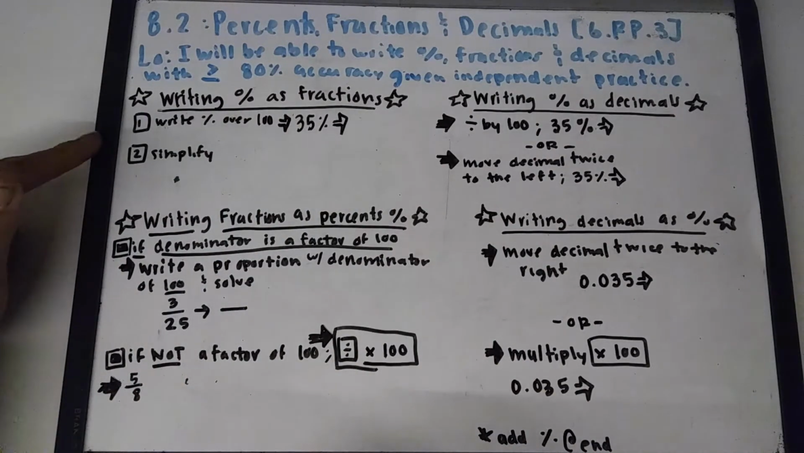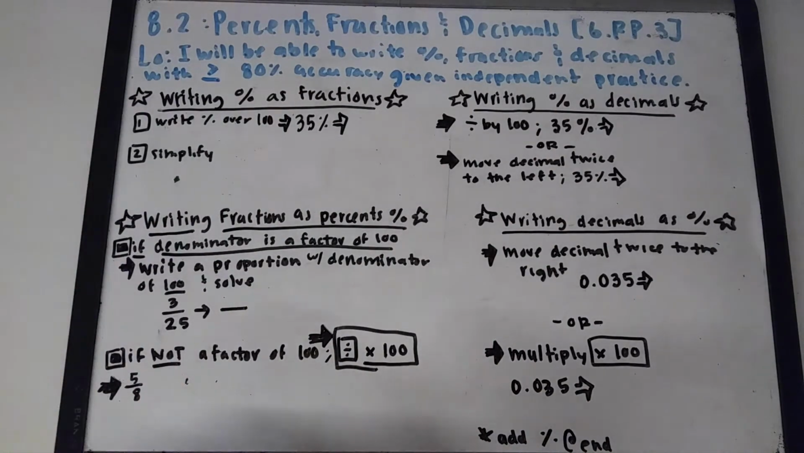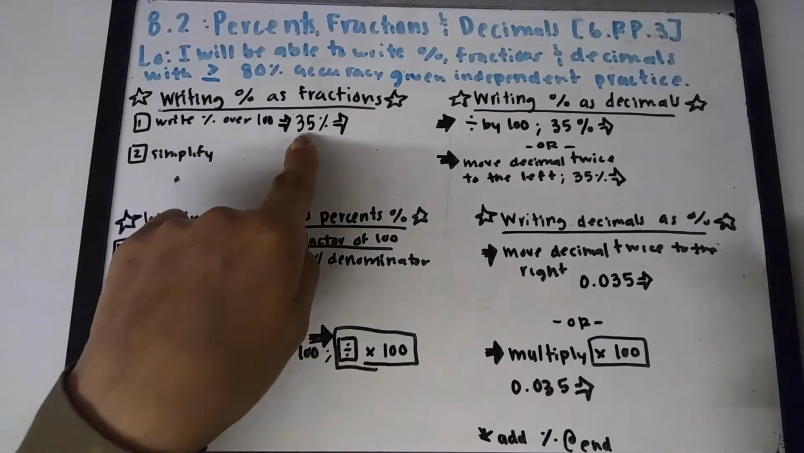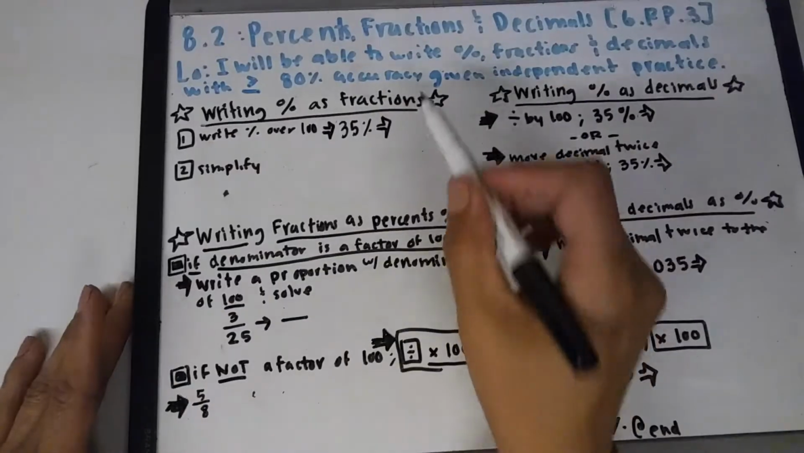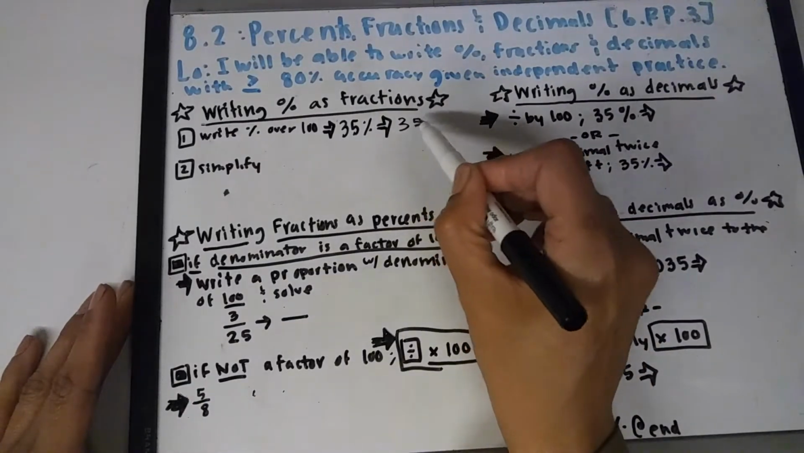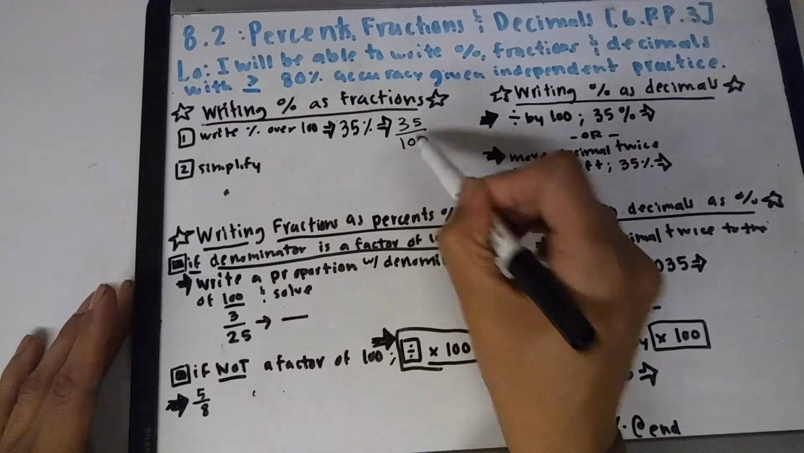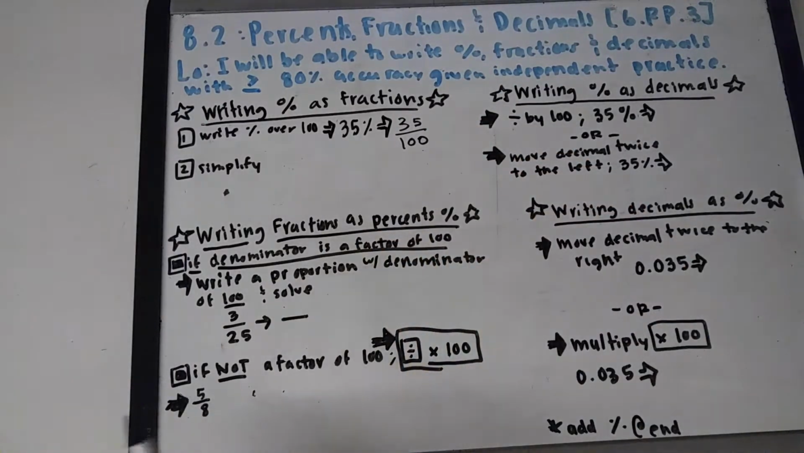So first, what we're going to do is write a percent as a fraction. Remember, percent means per hundred. So this means 35 per hundred, which means 35 out of 100. Okay, so that's my first step. I'm just going to write it over 100. But then I have to simplify.